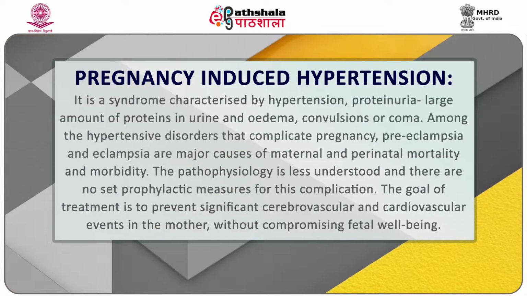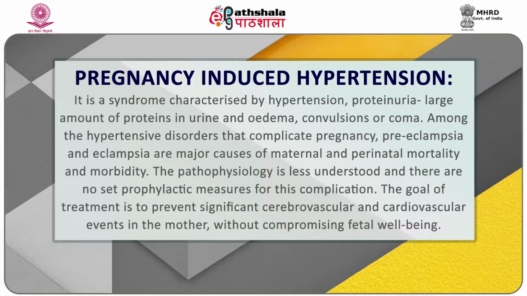Pregnancy-induced hypertension is a syndrome characterized by hypertension, proteinuria, that is a large amount of protein in the urine, and edema, as well as convulsions or coma. Among the hypertensive disorders that complicate pregnancy, preeclampsia and eclampsia are major causes of maternal and perinatal mortality and morbidity. The pathophysiology is less understood and there are no set prophylactic measures for these complications.